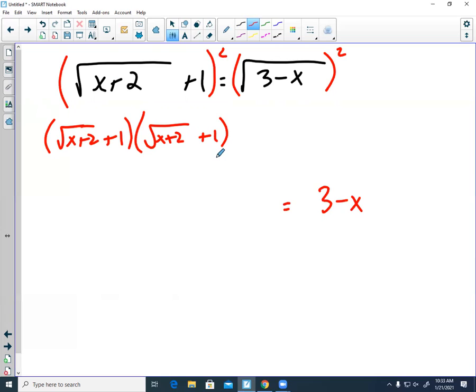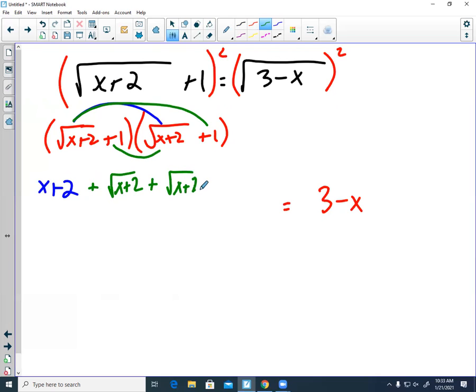Okay? So we have to double distribute this. I would very strongly suggest that you write down the entire set of parentheses in order to double distribute it. So I'm going to have the square root of x plus 2 times the square root of x plus 2, which is nice because that's going to cancel. And it's just going to be x plus 2. Then I'm going to have the square root of x plus 2 times 1, which is going to give me positive square root of x plus 2. And then 1 times the square root of x plus 2, which is going to give me positive square root of x plus 2. And then the last one, 1 times 1, will give me a positive 1.